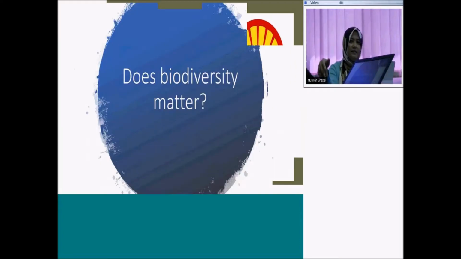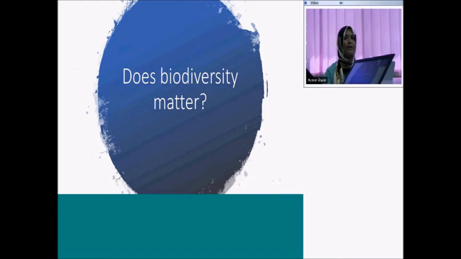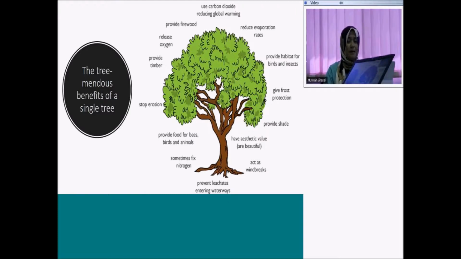So why do we need to care about biodiversity? Does it matter? Why is biodiversity important? This is a good example. I like to use this example on how we can evaluate how important biodiversity is. For example, from just a single tree, you can see how much it can provide for humanity, for people. One of the most important things is that trees provide clean air for us to breathe every single second. That is already very, very important.